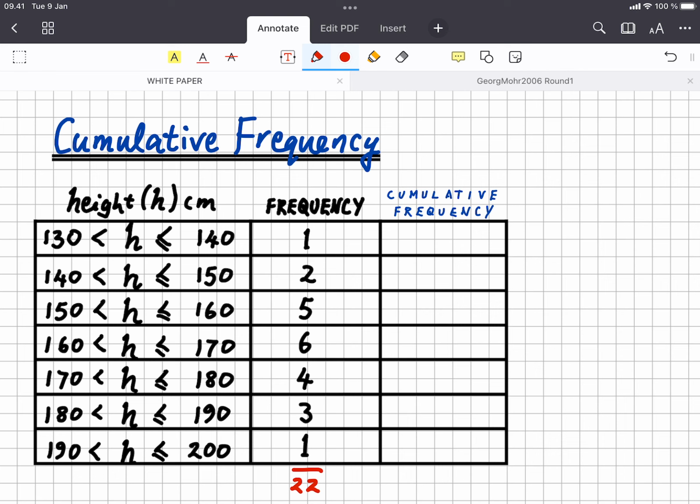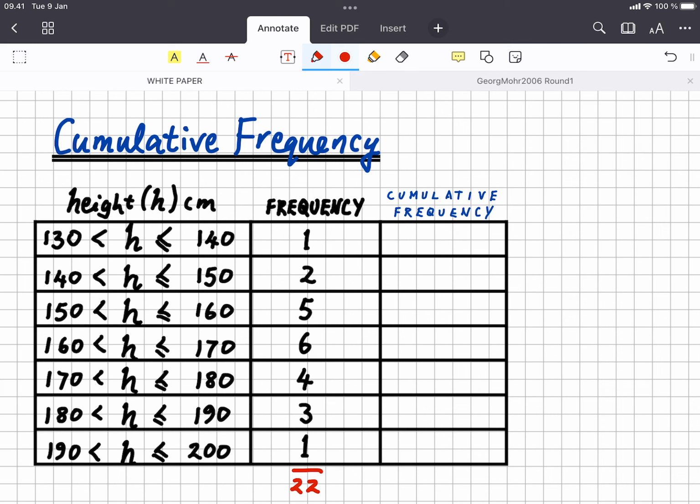And I've got a third column here that I haven't filled in yet, called cumulative frequency, and that's going to be the running total of people so far. So in the first category I've got one person, so that's a cumulative frequency of one person so far. And then in the next row I've got 2 more people in the next category, so that's 3 people so far. 1 plus 2 is 3. So that's telling me that there are 3 people with height up to and including 150 centimeters.